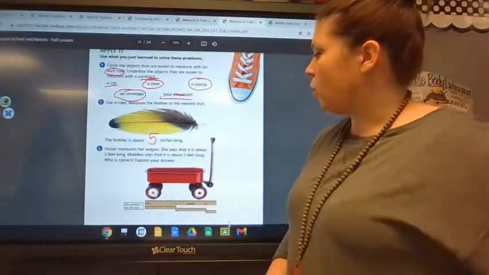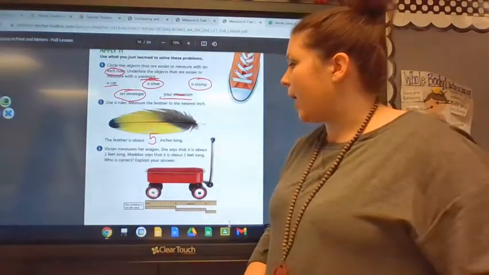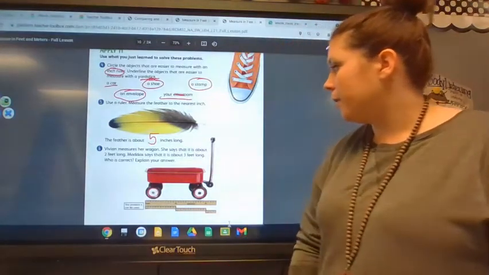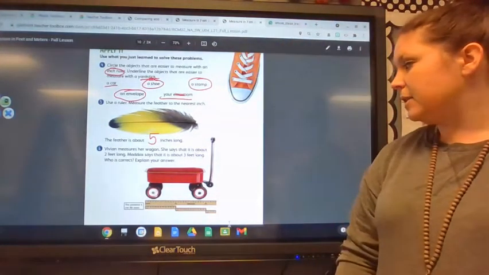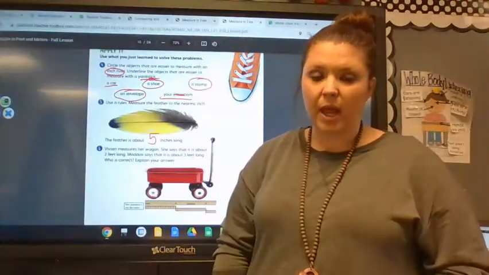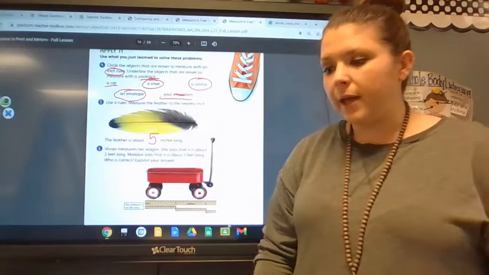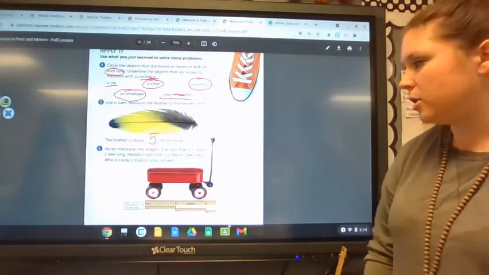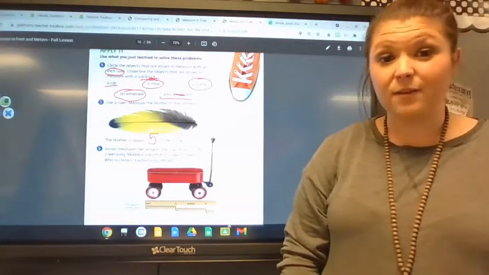All right, number 6. Vivian measures her wagon. She says that it is about 2 feet long. Maddox says that it is about 3 feet long. Who is correct? Explain your answer. All right, go ahead and answer that question. When you're done, you may unpause the video to continue.